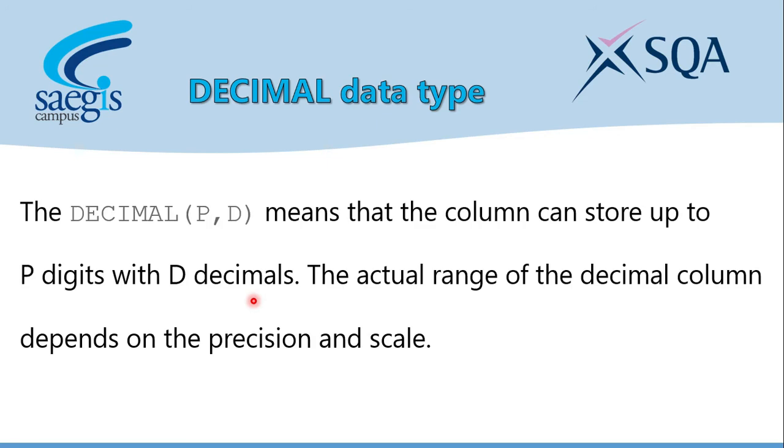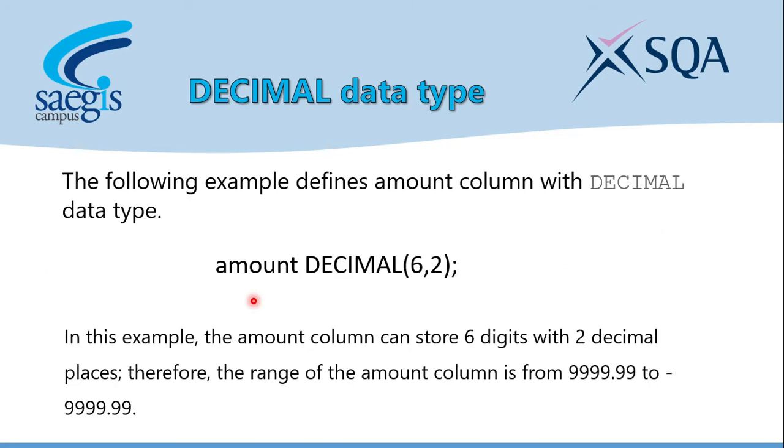So DECIMAL(P, D) means that the column can store up to P digits with D decimals. That means, to get the number of integer digits, you have to deduct D from P. The actual range of a decimal column depends on the precision and the scale.